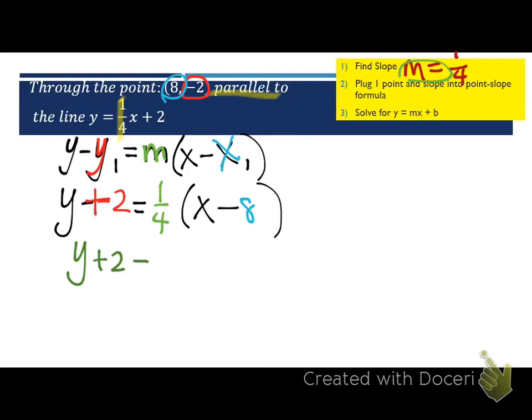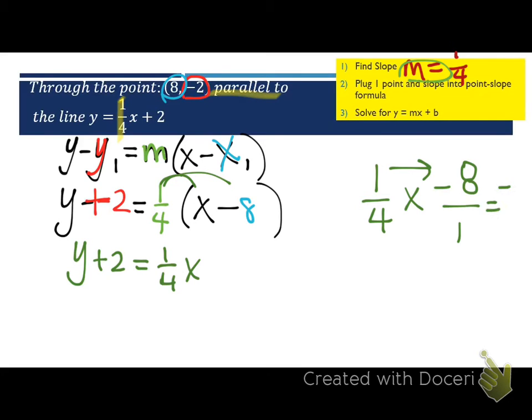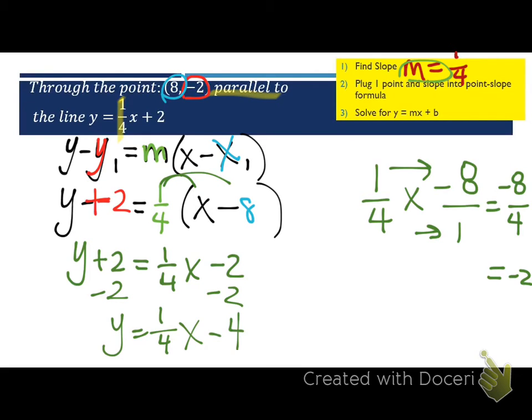We're going to distribute to get 1/4 x. Again, you can write off to the side. 1/4 times, this is -8. So make sure you know that. You can put it over 1, multiply straight across, you would get -8. 4 times 1 is 4. What does this reduce to? -2. Again, you got to watch these signs. This was a positive times a negative, which makes a negative. So make sure you do that. Our last step is to subtract 2. Y equals 1/4 x minus 4.